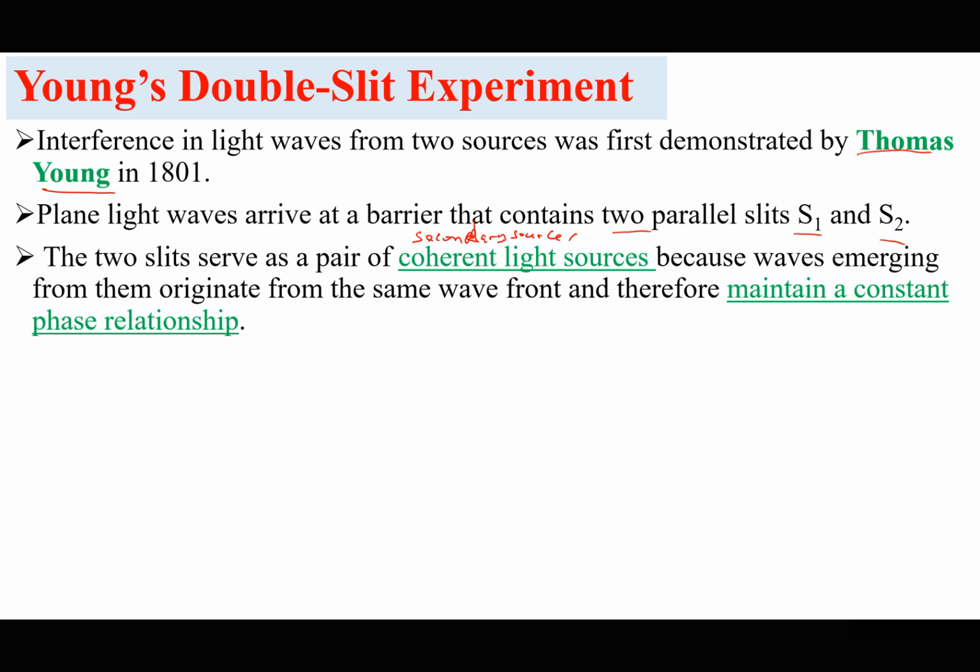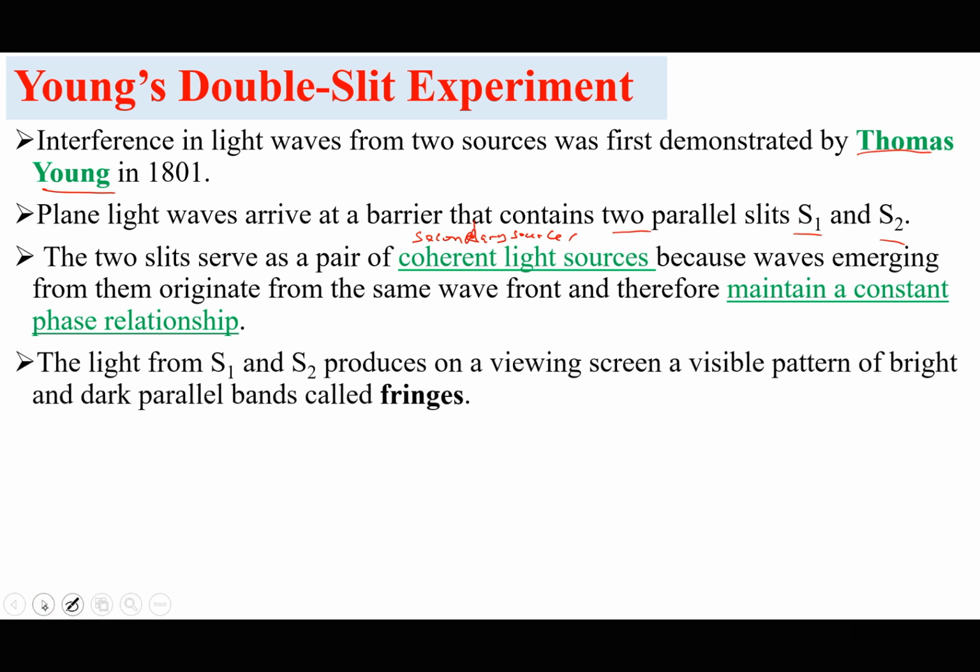They serve as a pair of coherent light sources because waves emerging from them originate from the same wavefront, and therefore they will maintain a constant phase relationship between them. And the light from S1 and S2 produces on a viewing screen a visible pattern of bright and dark parallel bands that we shall call fringes. Because the light coming from the two slits is coherent, in other words maintains a constant phase difference, on the screen we will see alternating regions of dark and bright parallel bands, which we shall call fringes.